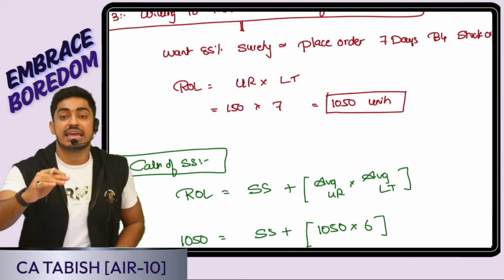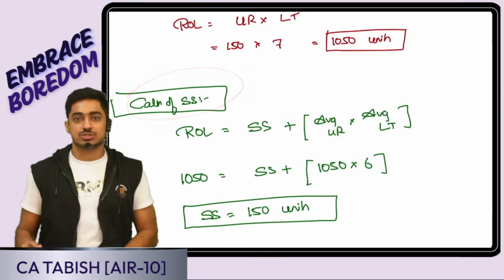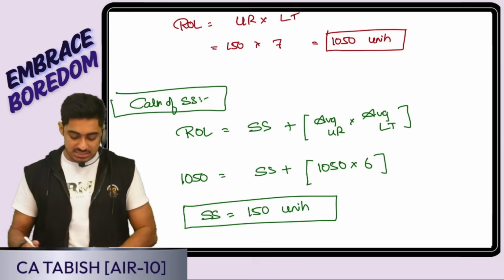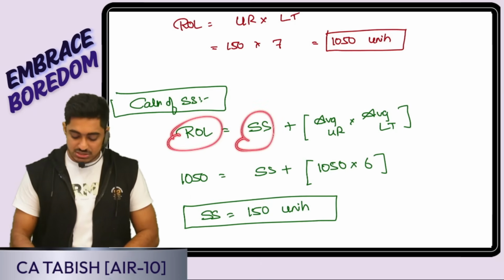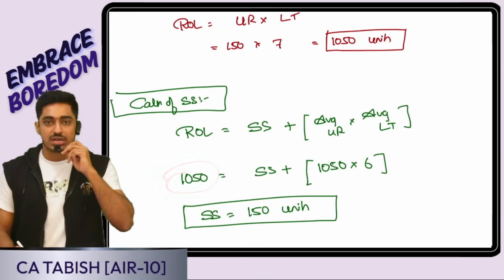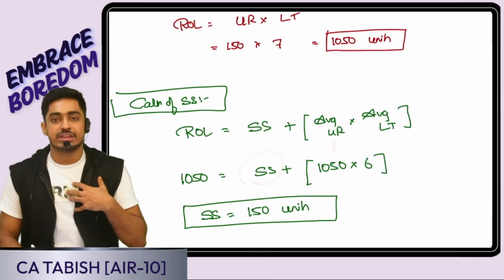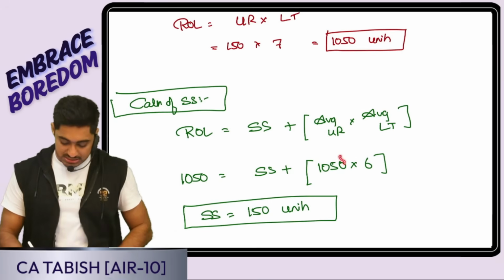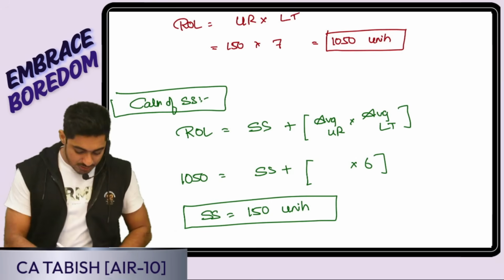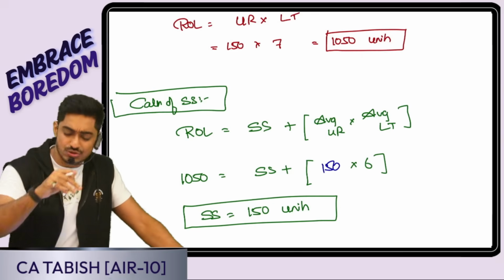Now let me try calculating my safety stock also. For calculation of safety stock, let me use the reorder level formula with the safety stock. Reorder level is equal to safety stock plus average usage rate into average lead time. Tell me what is my reorder level? 1050. Safety stock is what I'm calculating. Tell me on an average in a day how much I'm using. Yes, 150 units in a day. And on an average in how many days will I get the order? Sir, on an average in 6 days only.